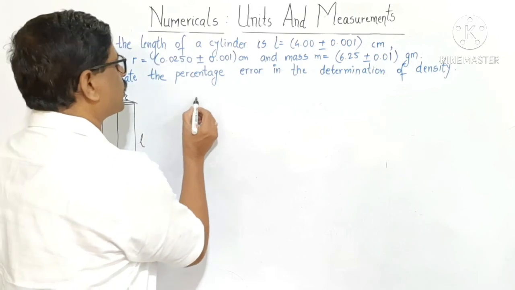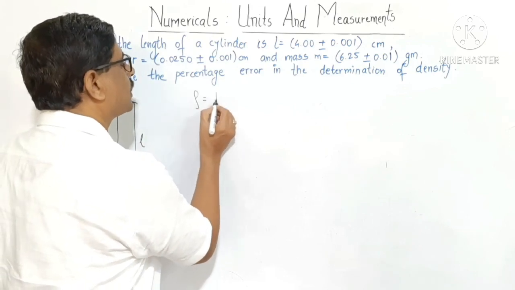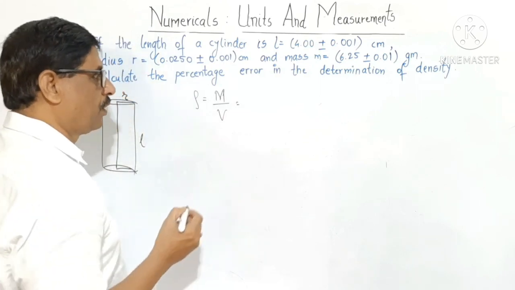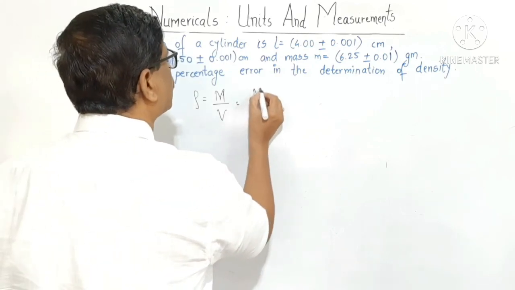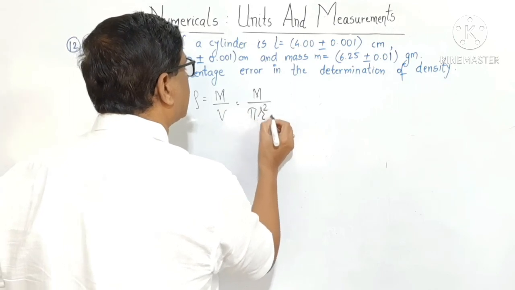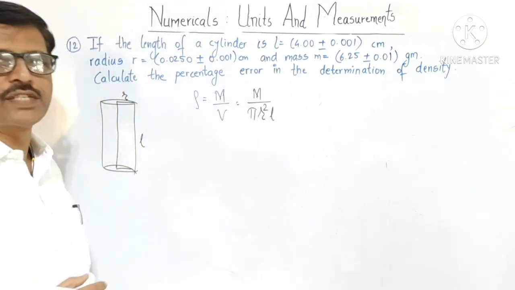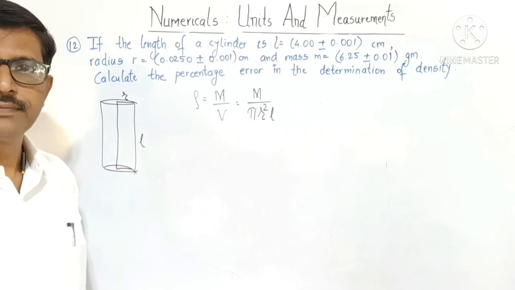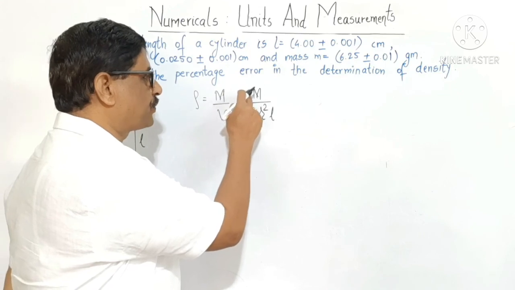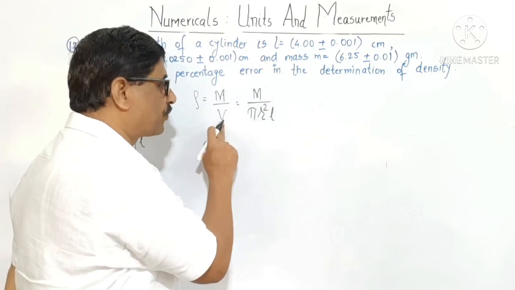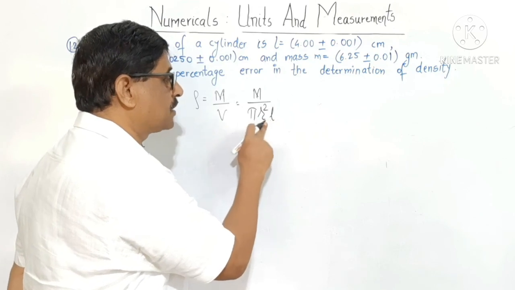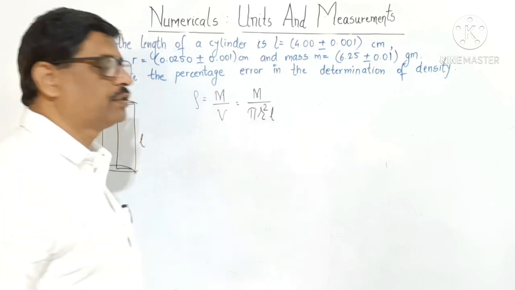Friends, we know the formula for density. Density is equal to its mass per unit volume. For a cylinder, the volume of the cylinder is pi r square L, length of the cylinder. The mass divided by volume is the density, and mass of the cylinder is m. Volume of the cylinder is pi r square L, where r is the radius of the cross section and L is the length of the cylinder.